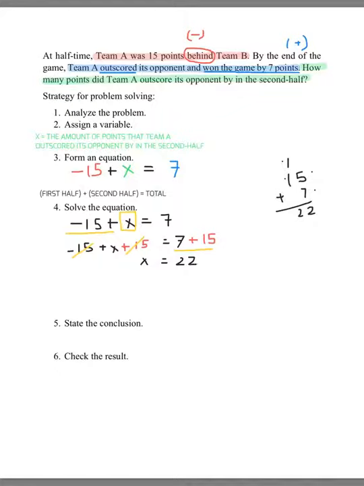And I'm going to go ahead and color code that in green. So there we go. X is equal to 22. So what we want to do now is state our conclusion. So let us go ahead and state our conclusion clearly.